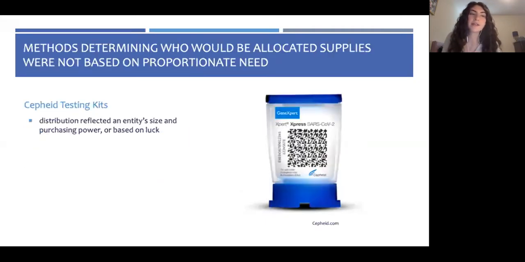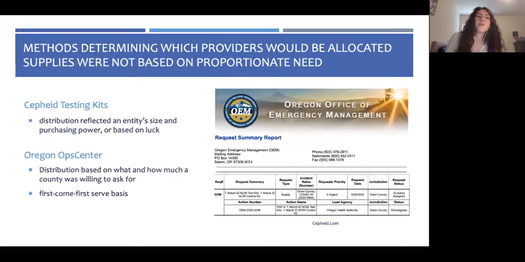Additionally, I found, for my second argument, that the methods determining who would be allocated supplies were not based on proportionate need. And this was seen in the distribution of both private and public supplies. So for private supplies, Cepheid testing kits, which are just testing kits made by the company called Cepheid, in Oregon, their distribution was reflected in entities' size and purchasing power, and otherwise, a provider's ability to receive these testing kits was based on luck. For the distribution of public supplies, which was completed through the Oregon Ops Center in the state of Oregon, it was based on what and how much a county was willing to ask for and facilitated distribution on a first come, first served basis.